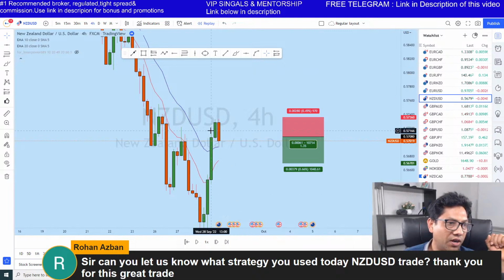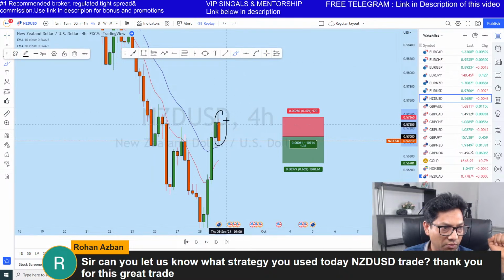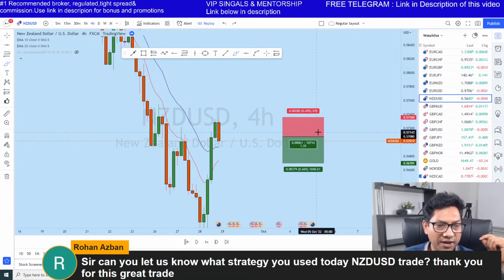So after this vertical move overextended to the upside, the local structure is broken, and we have seen this bearish engulfer. Okay guys, to predict the market you don't need millions of indicators. A couple of things aligning, and you are perfect for your trading journey.